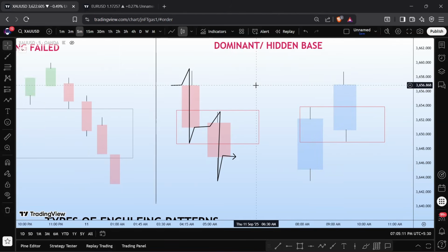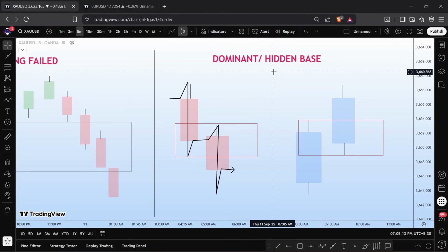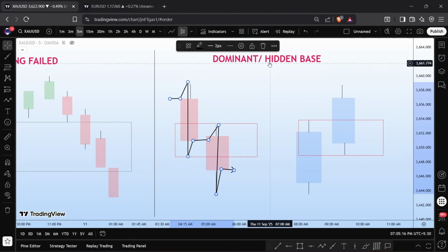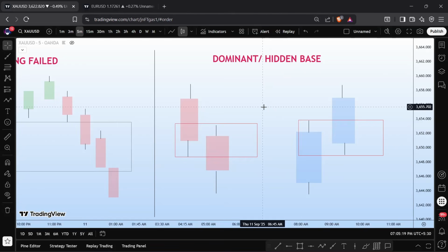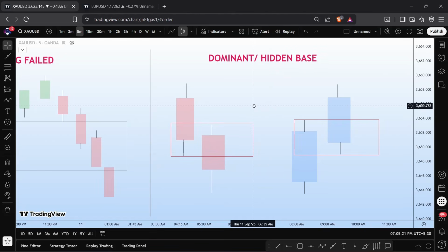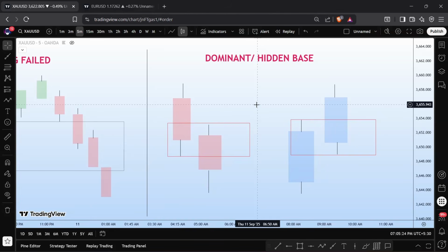The dominant areas or hidden bases will occur only in the continuation phase, not in the reversal phase. What I mean by that is you won't see a dominant area in a rally base drop or a drop base rally. It will happen in the continuation phase. Now, two important things over here. There are two different types of dominant area which are usually much stronger than your usual ones. Let me show you a few examples of dominant areas first.